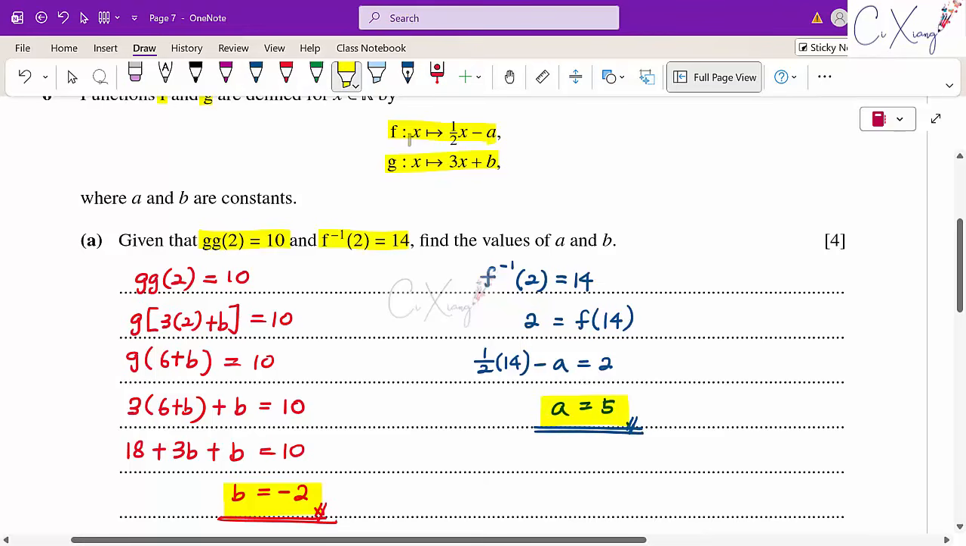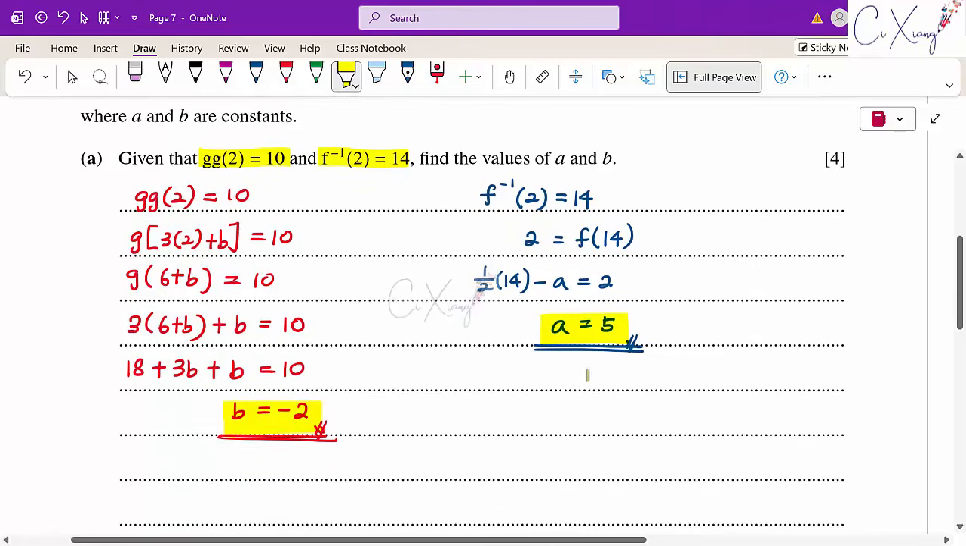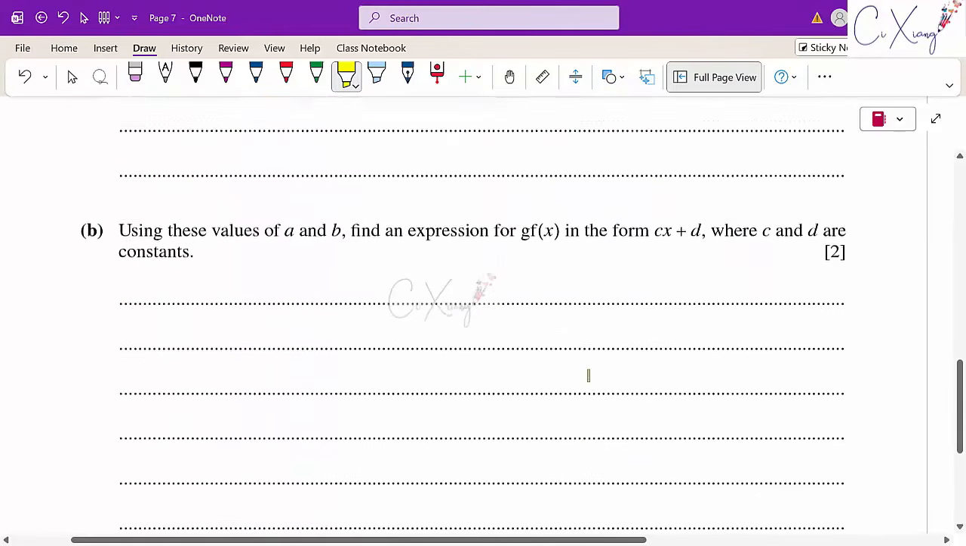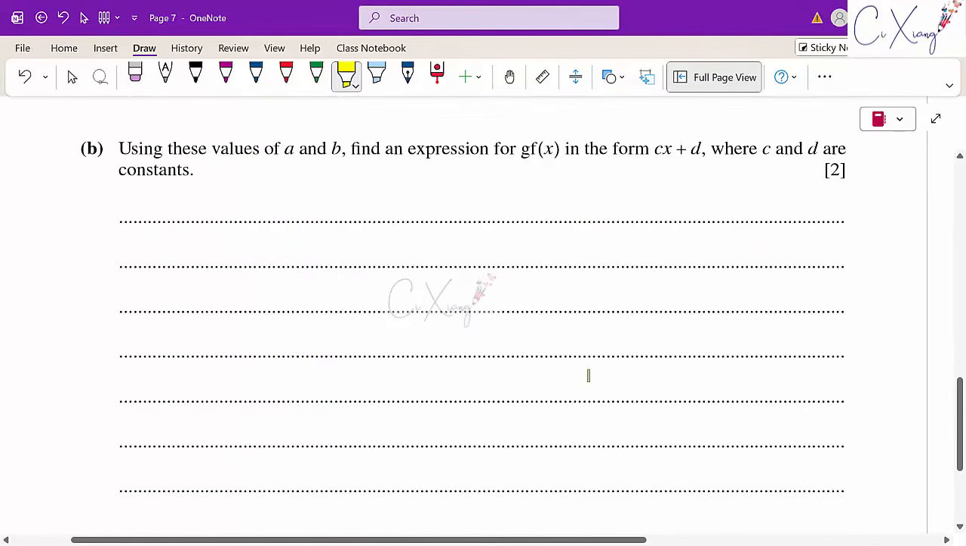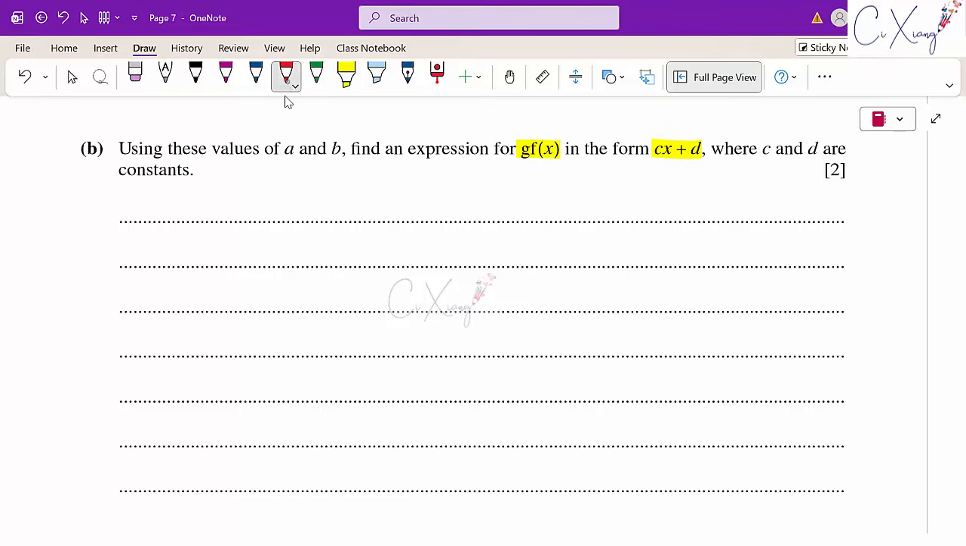Right, so this is how we get the value for a and also the b. Okay, then let's continue to the next part. Using this value of a and b, find an expression of g(f(x)) in the form of cx plus d, where c and d are constants. Alright, so let's rewrite our answer here.